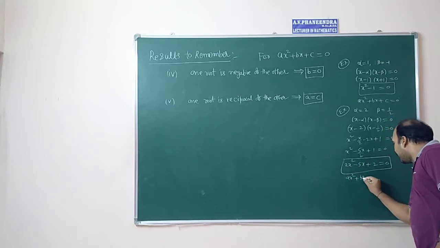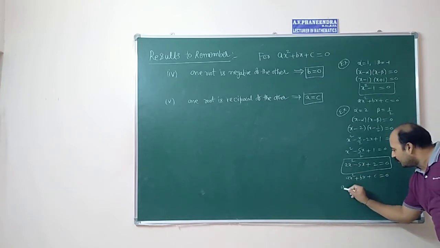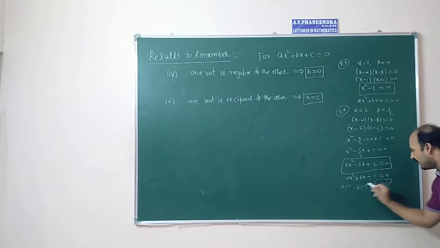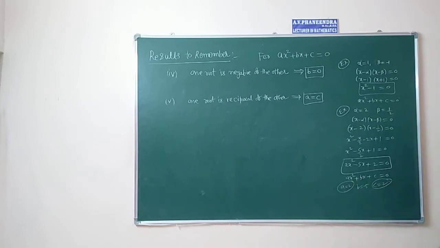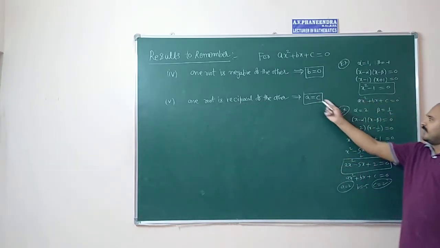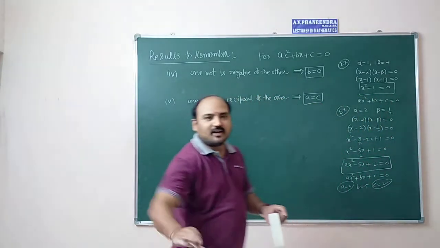Compare with ax square plus bx plus c. Now a is equal to 2, b is equal to minus 5 and c is equal to 2. So the a value and the c value are both equal, no? That's what I said: if one root is the reciprocal of the other, then a is equal to c. Like this you have to learn that. And one more important condition.